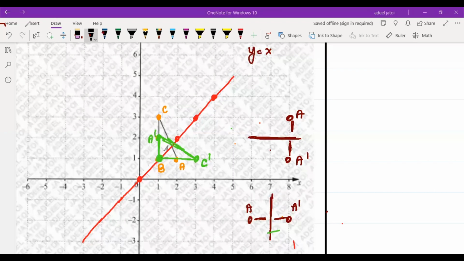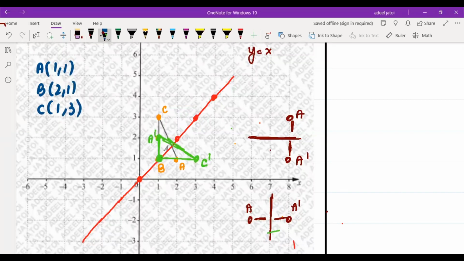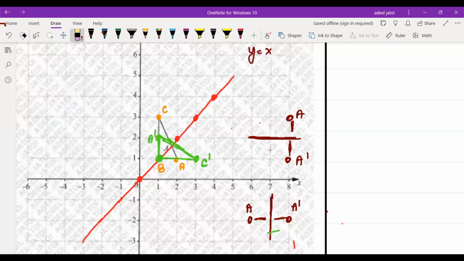We already knew that A was given to us, and the coordinate of A is 1, comma 1. Coordinate of B is 2, comma 1. Coordinate of C is 1, comma 3. So the coordinates need to be interchanged, right? Because we changed the coordinates eventually, let's write it down according to the question that we took.